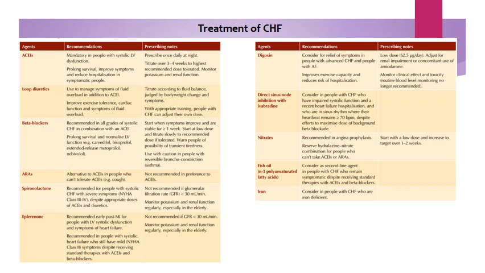Now, this is a slide which I have kept. You can see clearly we have different treatments of CHF. Here we have some agents, the recommendation and the prescribing notes. We have ACE inhibitors, loop diuretics, beta blockers, ARAs, spironolactone, eplerenone, digoxin, direct sinus node inhibition with ivabradine, nitrates, and some fish oils, natural oils, and iron. This slide will tell you the recommendation, which type of people should take it, and in which concentration the person should have this medication.